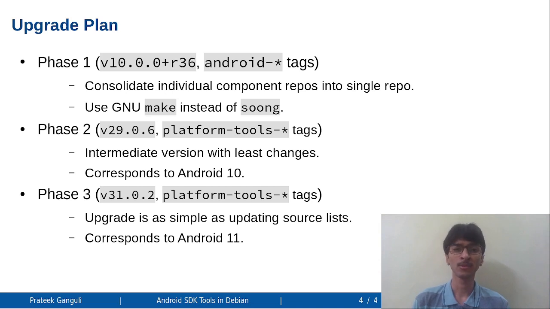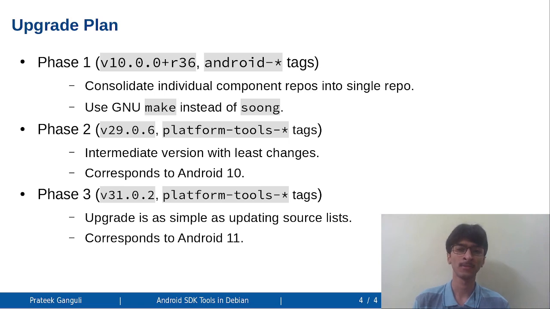This approach also follows the upstream layout as closely as possible, while upstream uses a custom built system known as Soong. They are in the process of moving away from it to perhaps something known as Bazel. Since we were already using GNU makefiles as the build system for our Debian repository, we decided to stick to that. This phase 1 of the upgrade took 2 months to complete, April and May.